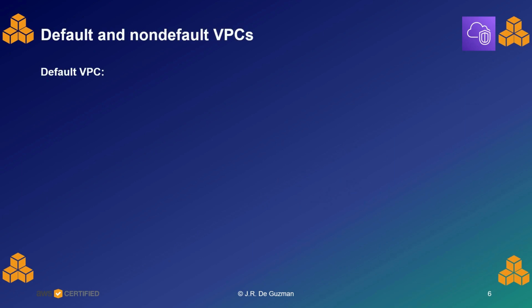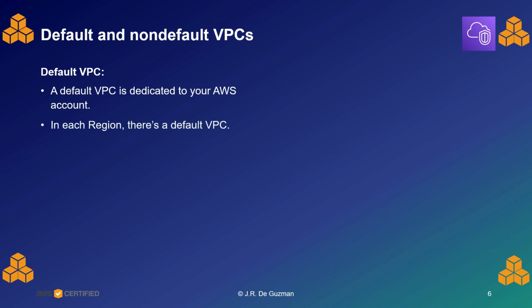Now let's proceed on the difference between the default and non-default VPCs. So first, let's discuss the default VPC. A default VPC is dedicated to your AWS account. When you create your AWS account, you essentially have your own default VPC. In each region, there's a default VPC.